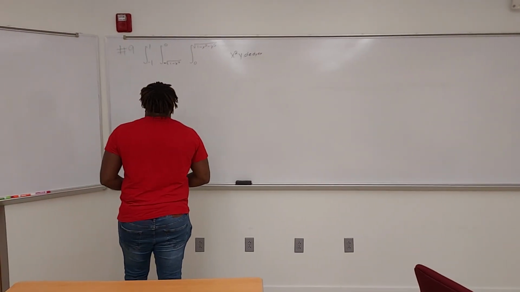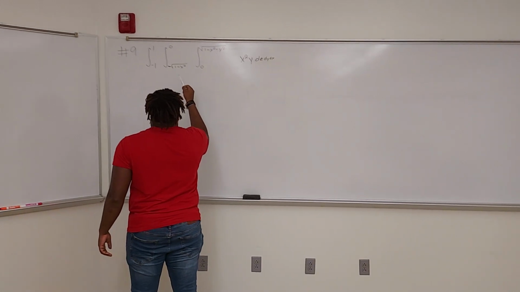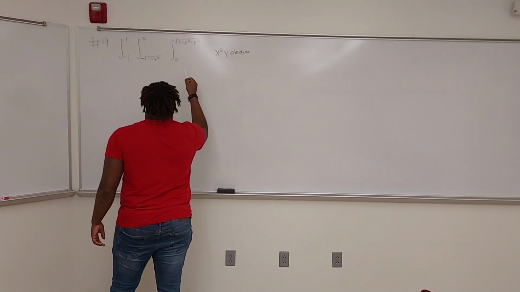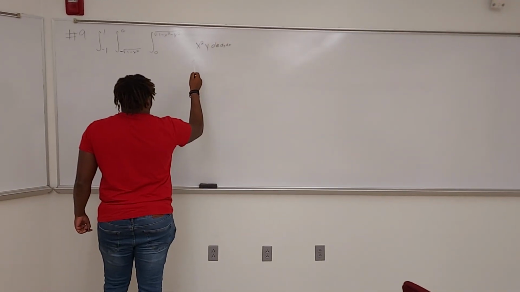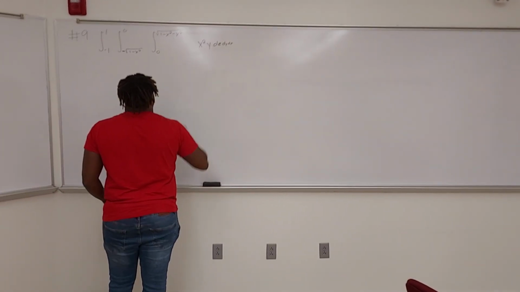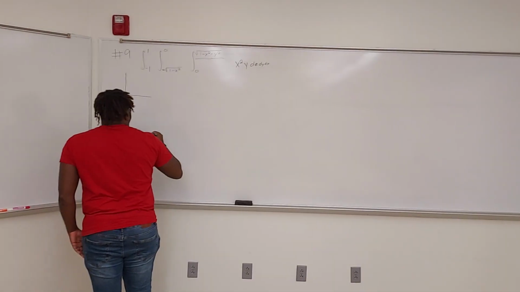My problem number 9, and then we have bounds going from -1 to 1, negative square root of 1 minus x squared to 0, then 0 to square root of 1 minus x squared minus y squared, of x squared y dz dy dx. Since this is a spherical equation, we're going to change the bounds. So for the first bound, it's going to be changed for y, and that's going to be this.